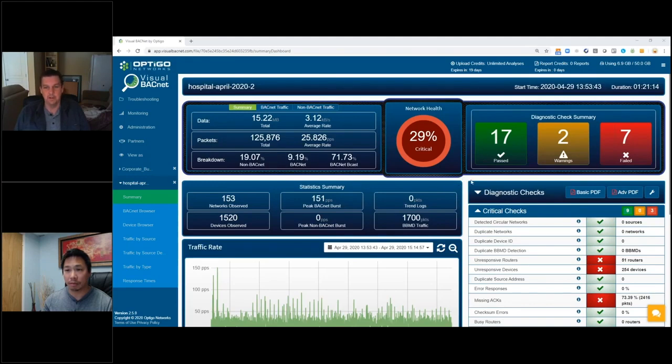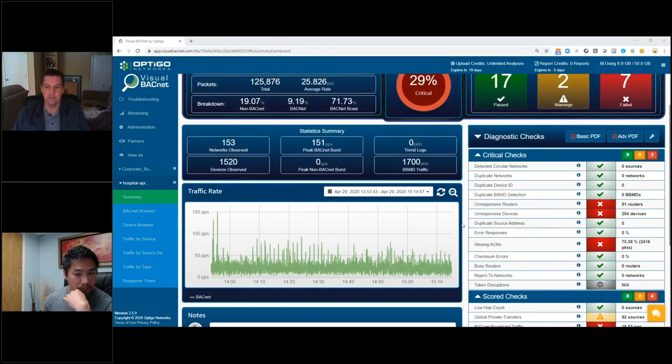The overall health score in this file is 29%. And again, it was a good hour and a half capture, just about an hour and a half. So that's a good amount of data. There's not 2.5 million packets, there's 125,000. So it's going to be a little bit easier on the network to troubleshoot. But this is pulling data from a network size of about 1,500 BACnet devices. So a pretty good sized network.